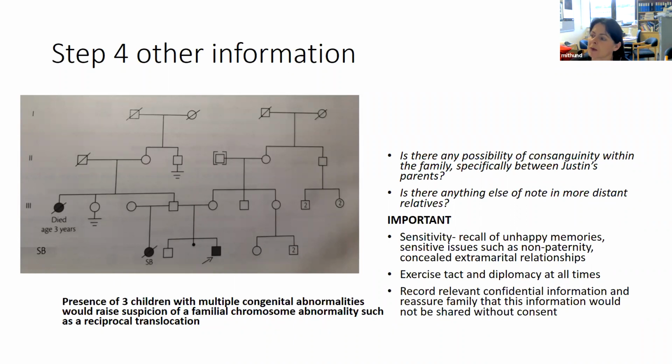And so other things that we might want to ask in this family, maybe not of much use in this family, but other questions that you could ask are about potential consanguinity between Justin's parents, because it looks like it's coming through this side here. And if there's any other information that might be of particular interest in more distant relatives. Obviously, for a lot of people, when you're taking a family history, if you're talking about family members that have died or there are issues, you have to be very sensitive, particularly if there are areas of non-paternity or concealed extramarital relationships.